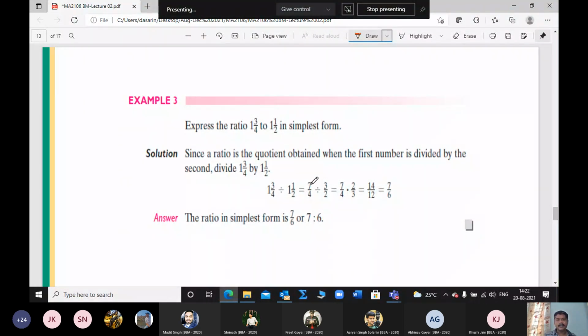A divided by B multiplied by 2 divided by 3. So 7 by 4 multiplied by 2 by 3. So 14 divided by 12. With the 2 table, the simplified form is 7 divided by 6. So therefore the ratio of 1 3/4 to 1 1/2 in the simplest form is 7 by 6, or otherwise 7:6.